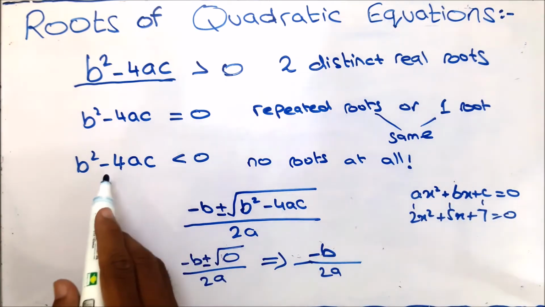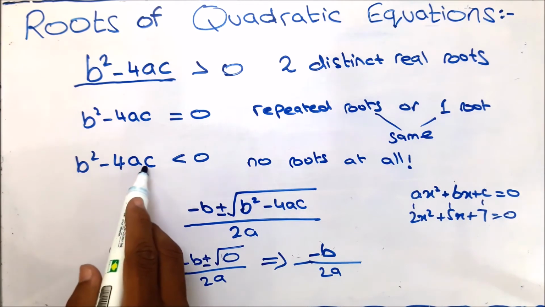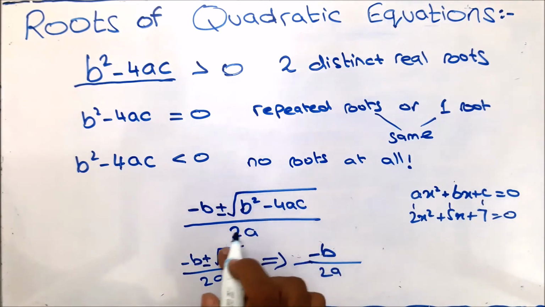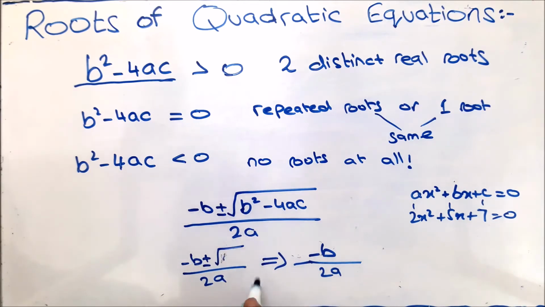Okay, so whenever we have b squared minus 4ac as a negative, which is less than 0, we get a negative term here. When we get a negative term here, it becomes complex. It has complex roots. That's a separate topic, and there is a separate video on this. You can check it out. Its link is also in the description below.